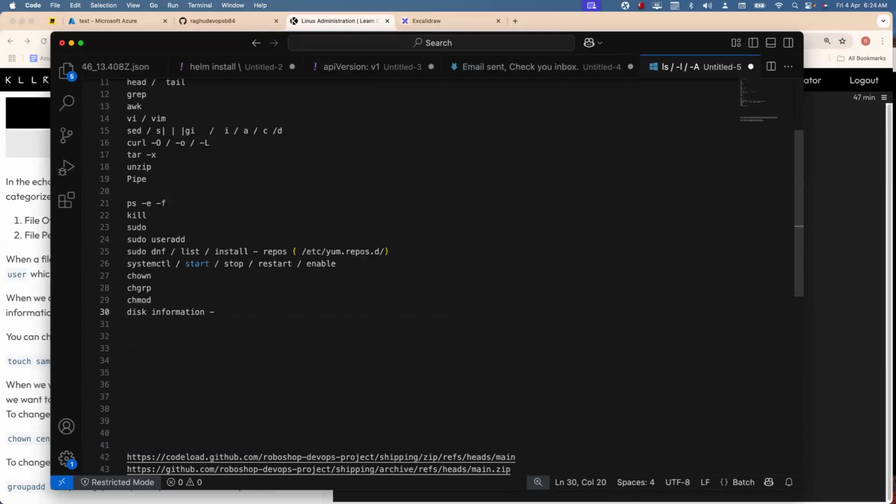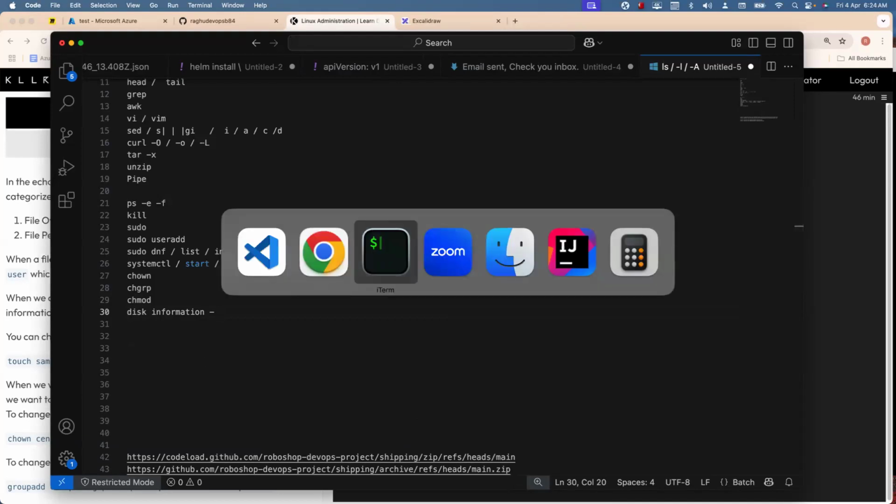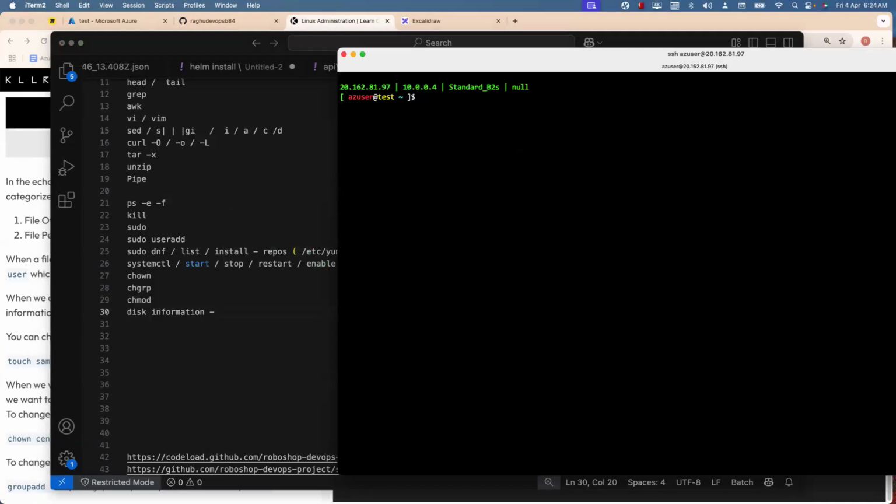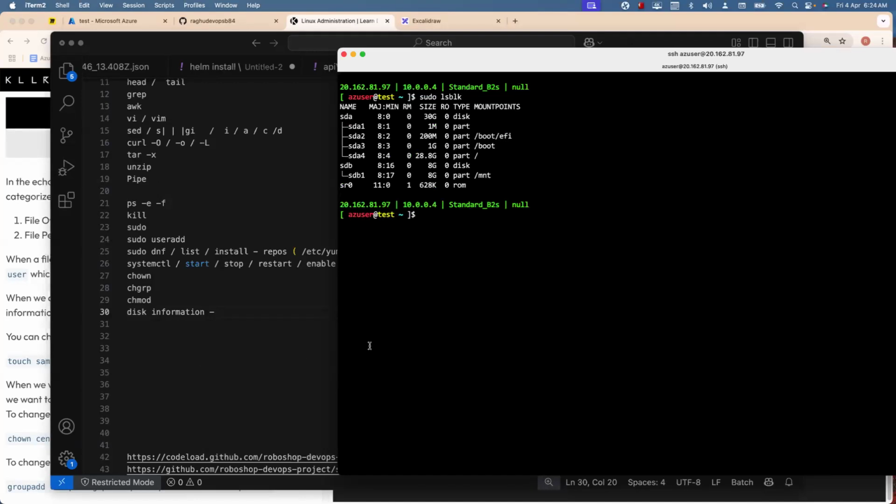Any operating system we have has a disk, by the way. Now, how can we know about the disk information? That is where certain commands will help us. The first command is lsblk. lsblk will tell you what disks we have.